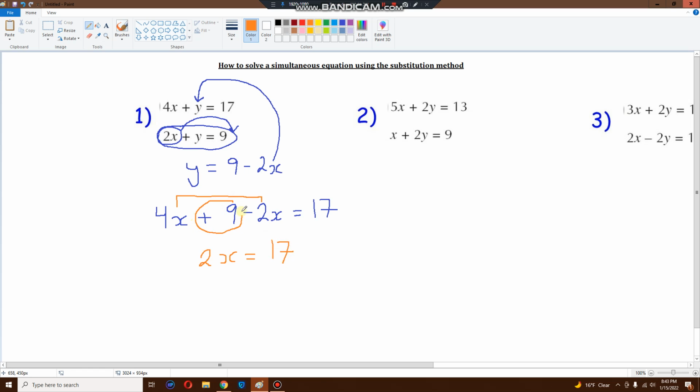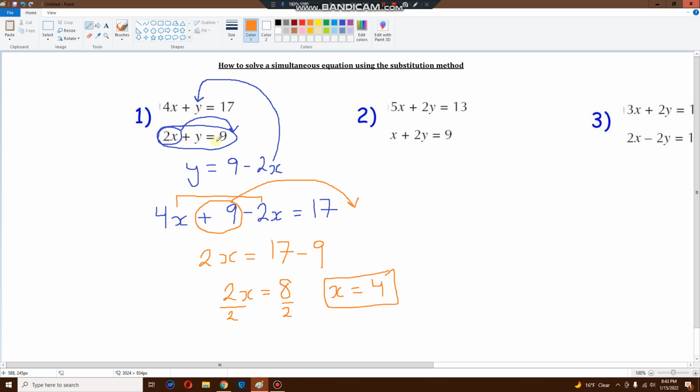Plus 9 is on the left side, so I'm going to jump across that equal sign and it becomes minus 9. And then I'm going to get 2x is equal to 17 minus 9, which is 8. And then of course you divide it by 2, divide it by 2, and we find that x is equal to positive 4. Okay? Now that I know what my x value is, I can simply plug in the x value in any of these equations and solve for y.